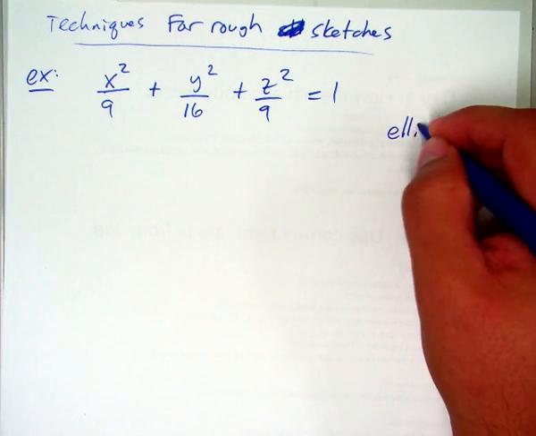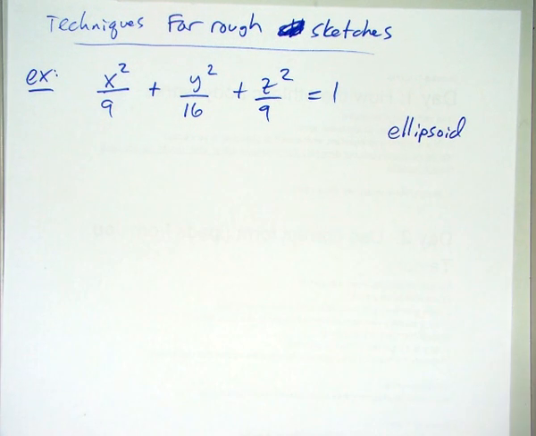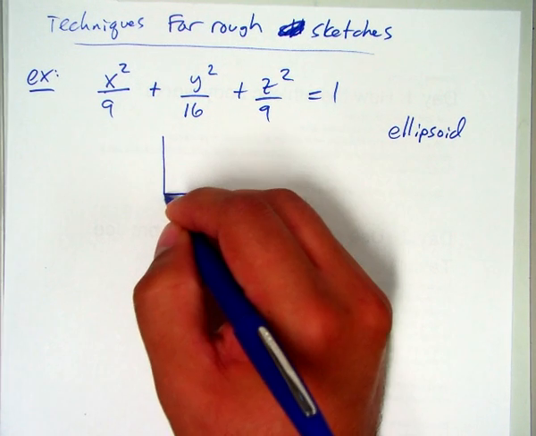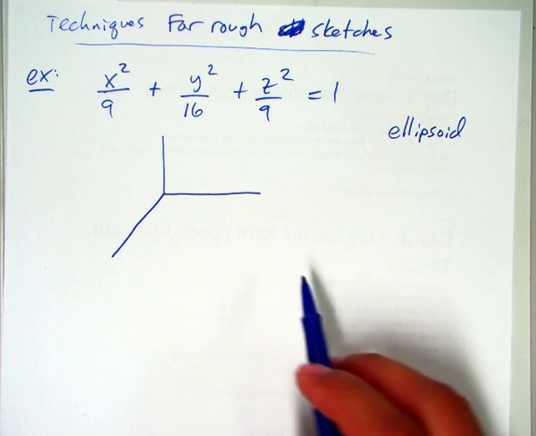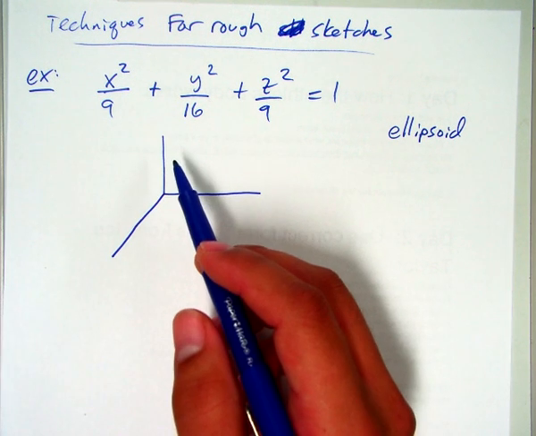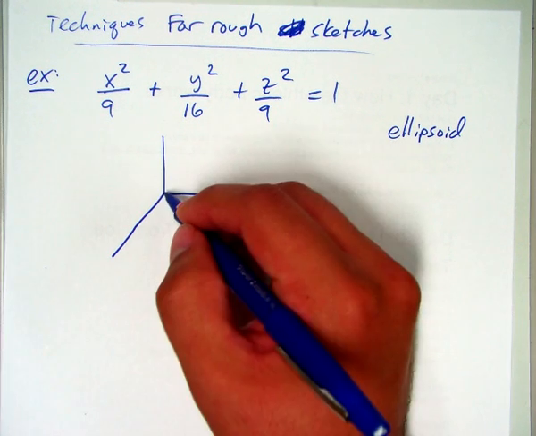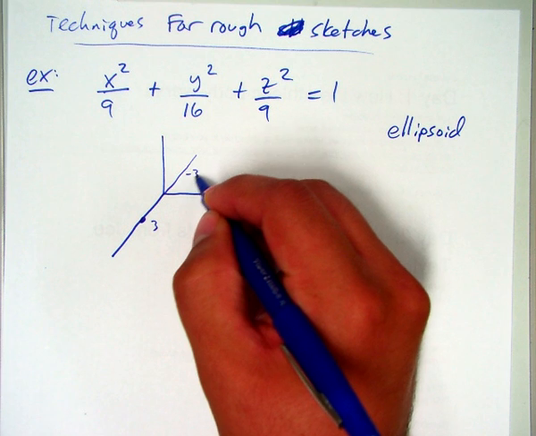It is an ellipsoid, because everything is squared and we have it equal to 1. It looks like the ellipse equation, right? So for a rough sketch, how do you find x and z intercepts? Well, and y intercepts. You just plug in 0 for all the other ones, right? What are your x-intercepts going to be? 3 and negative 3.